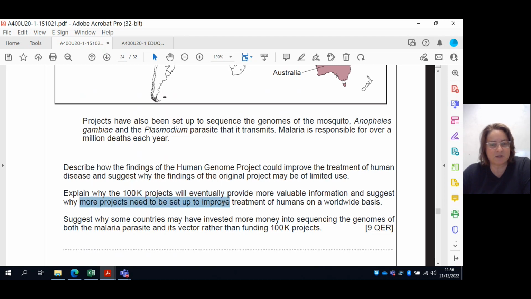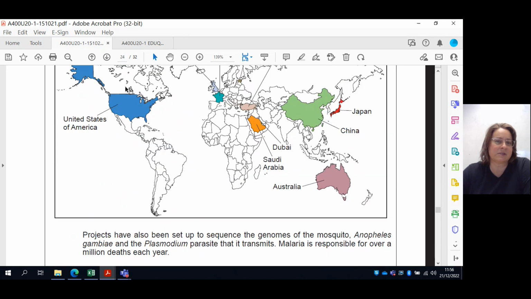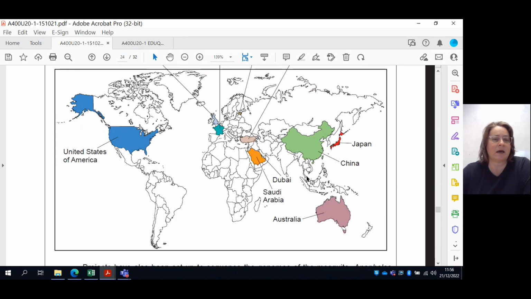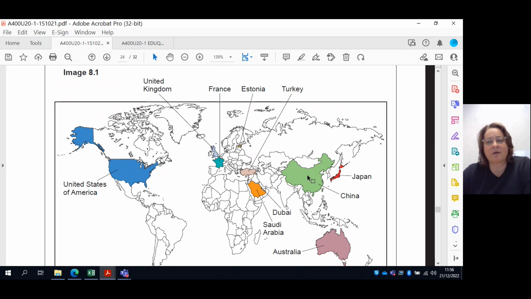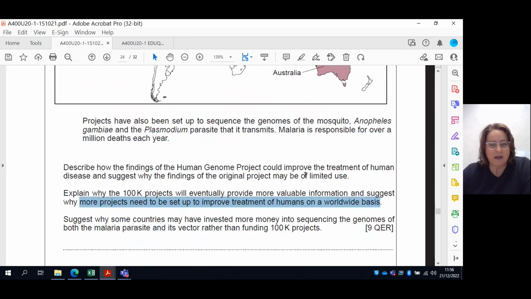Why more projects are needed to be set up to improve the treatments on a worldwide basis. The map kind of gives you a little something. You're saying, actually, you know what, not all countries have been able to, or have chosen to, invest in a 100K project. Where will it provide more valuable information?